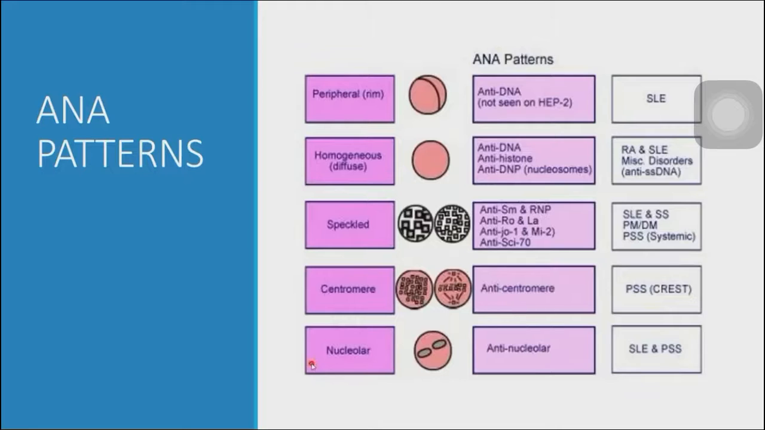Okay, for nucleolar pattern, it's a bit larger as compared to centromere, with fewer granules, and associated with having anti-nucleolar antibodies or antibodies to RNA. So again, our RNA is located in the nucleolus. Since it has an antibody to the nucleolus, of course it has an antibody to RNA. So what are the conditions associated with anti-nucleolar antibodies? SLE, and progressive systemic sclerosis or scleroderma.